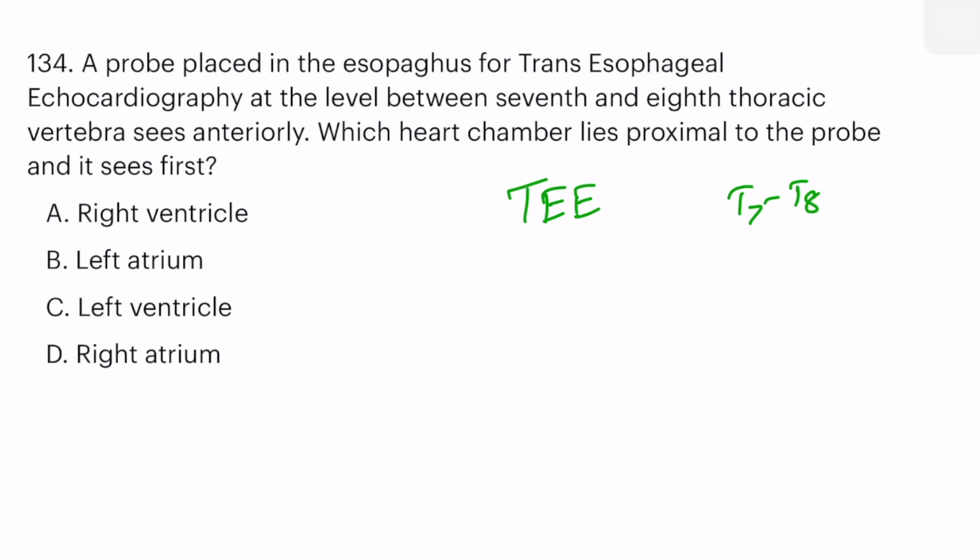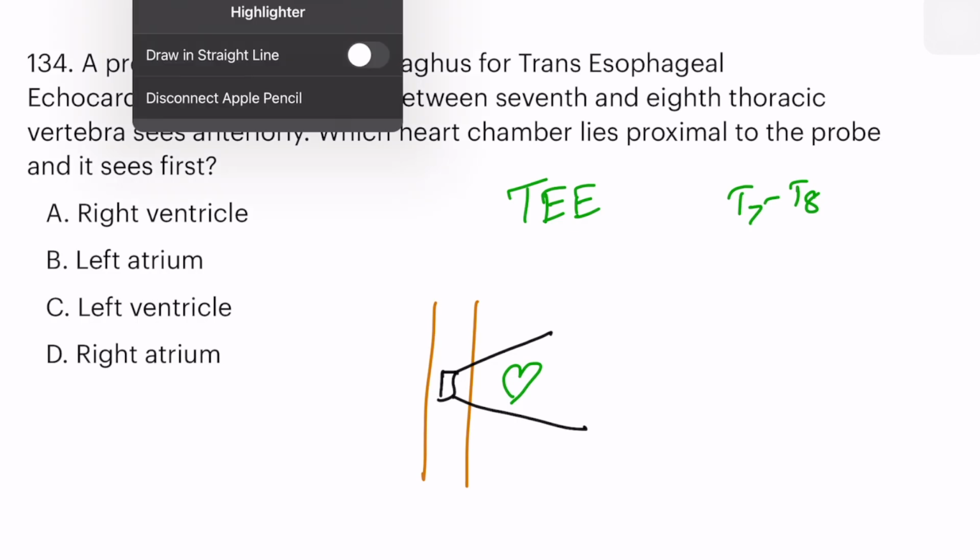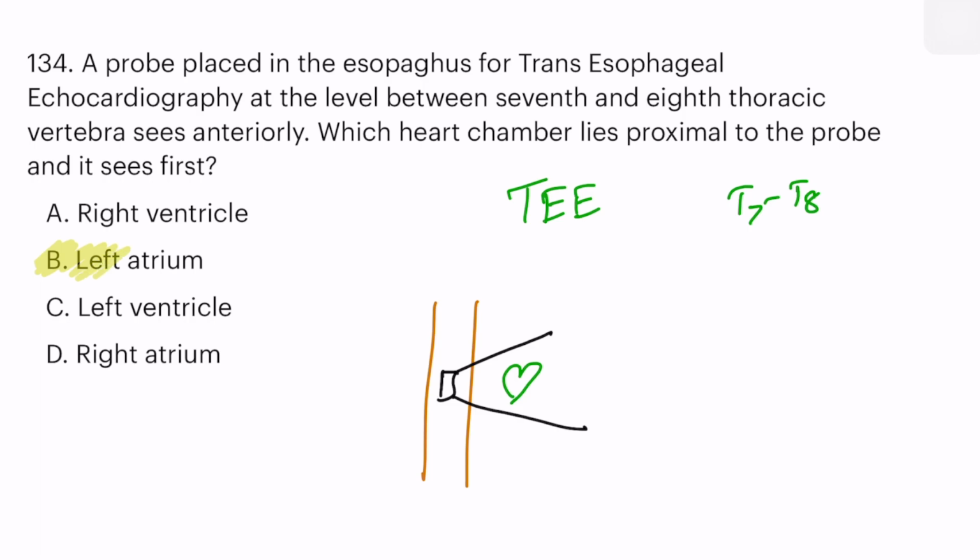Okay. In transesophageal echo, if this is the esophagus, the probe is placed here and it looks like this at the chest wall, and the heart is in the way. So that's how we see the echo images of the heart. So which chamber does it encounter first? That is the question. Answer for this question would be left atrium. I'll show you why.